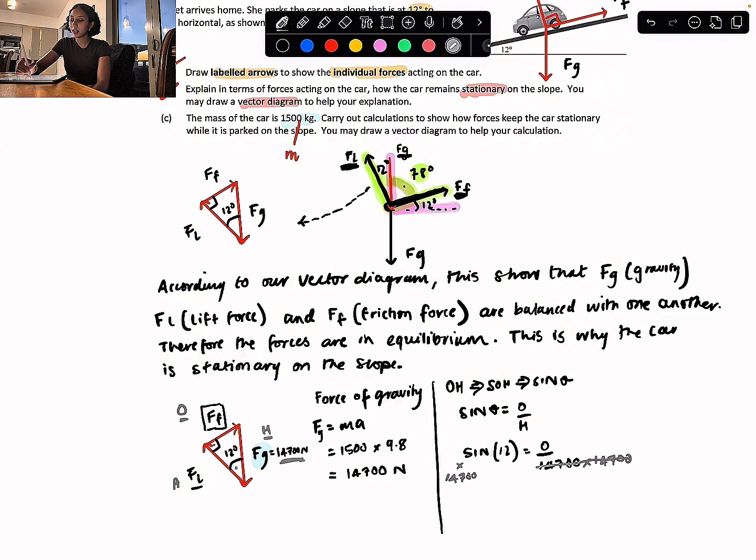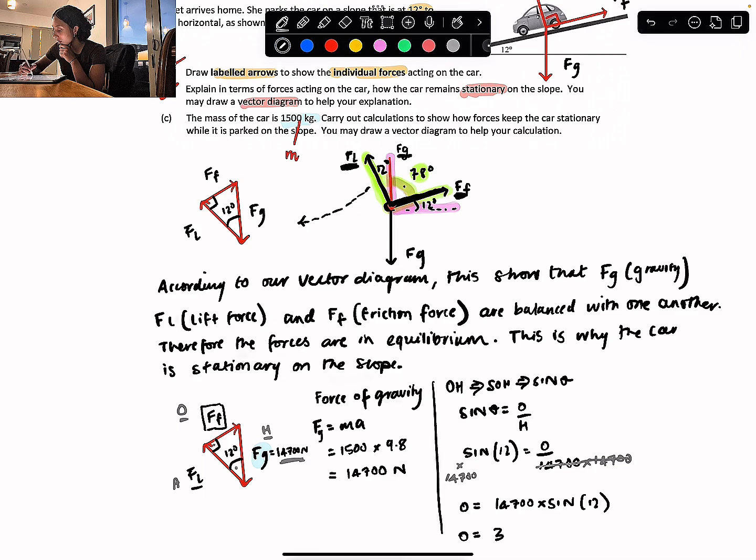And then that leaves me with O equals 14700 times sine 12. Plugging that into my calculator, what did I get? I got 3056.302 newtons. Okay, so now I know that my friction force is 3056.30. Let me move this across. It's this value right over here.